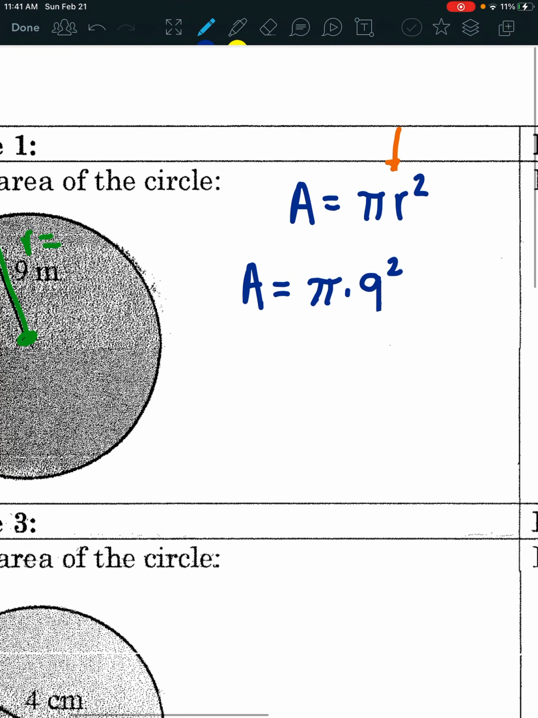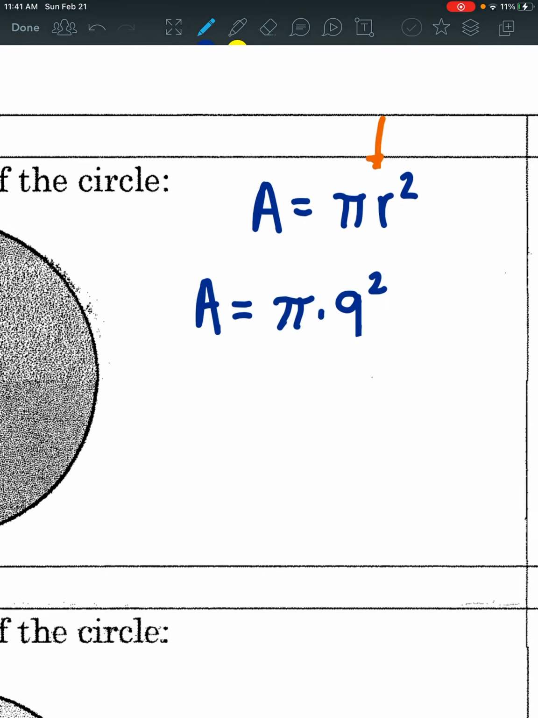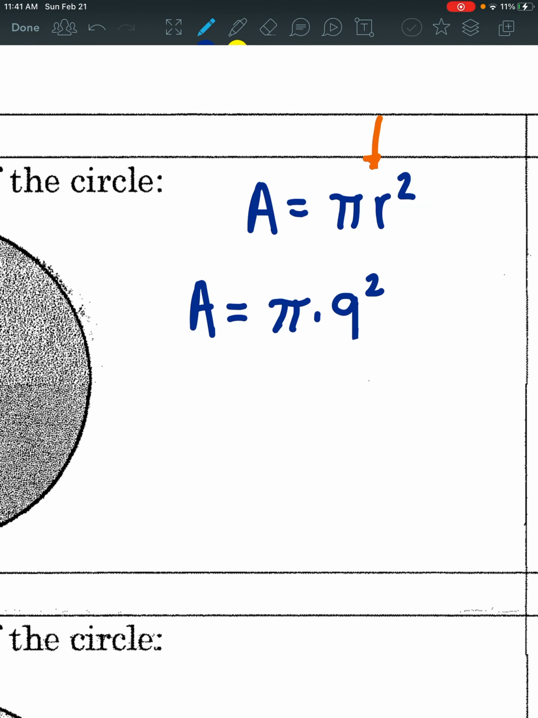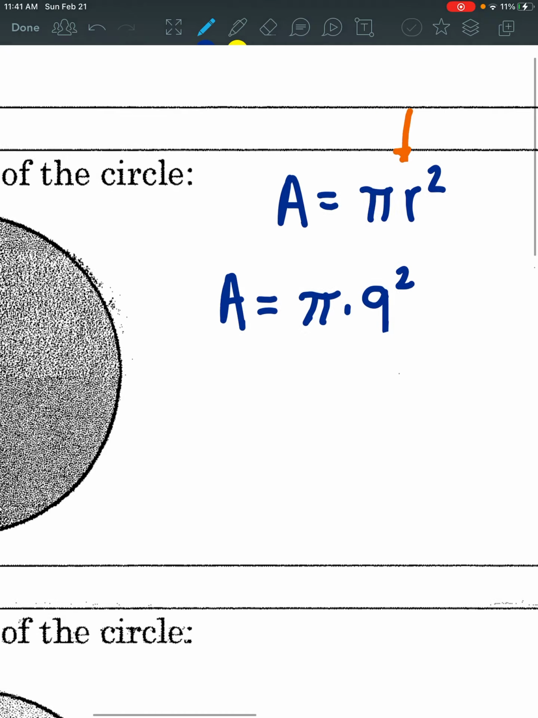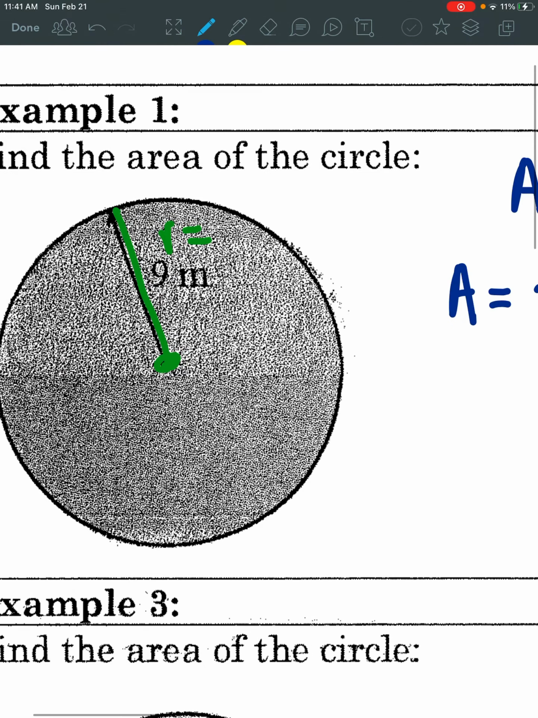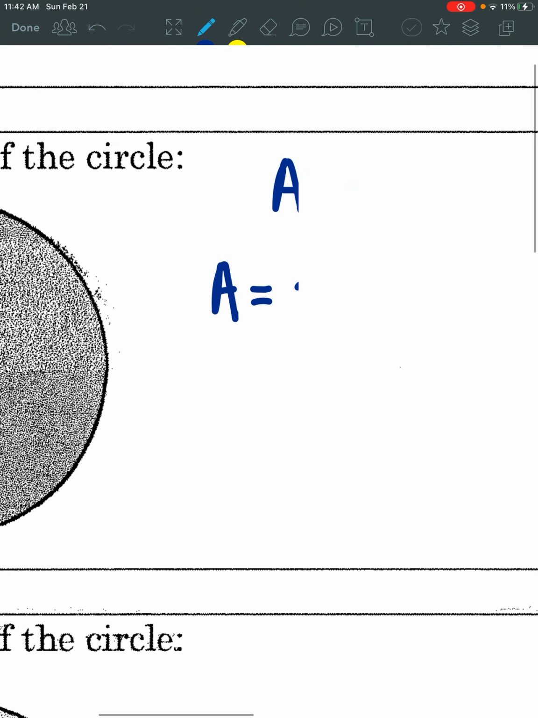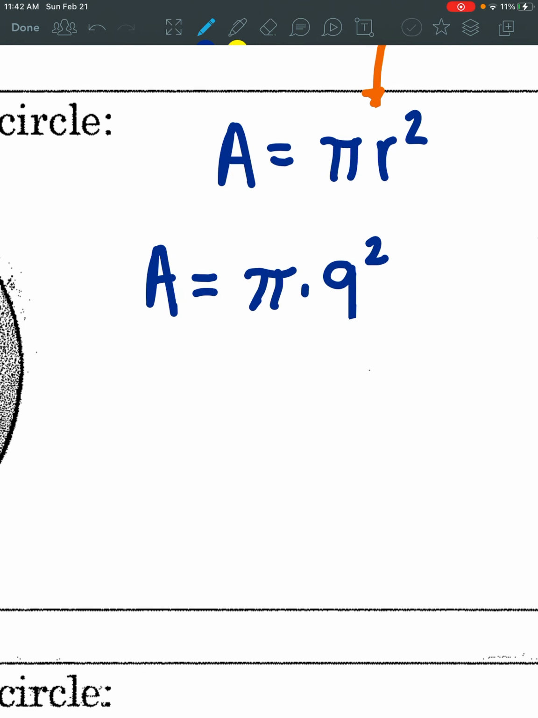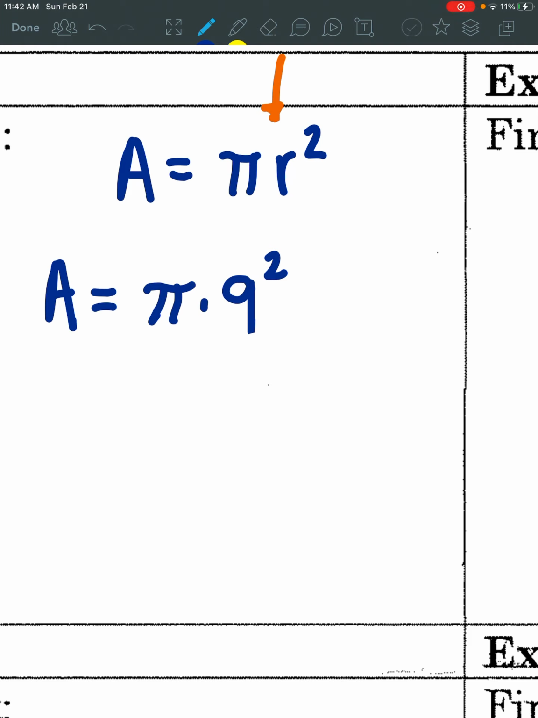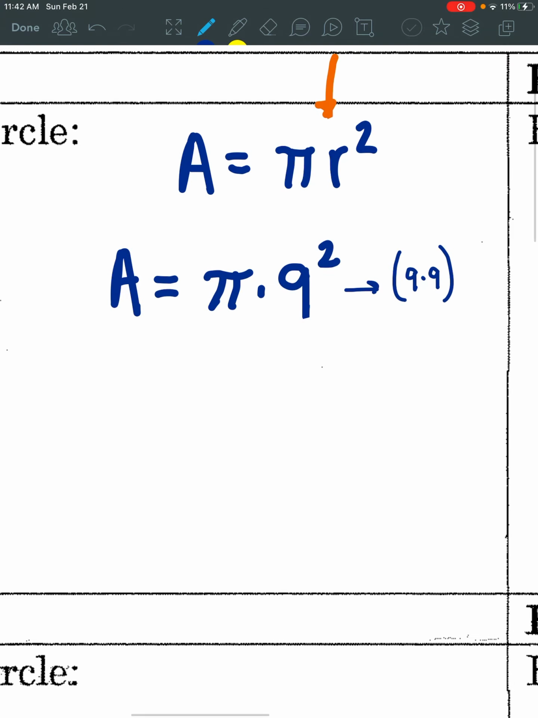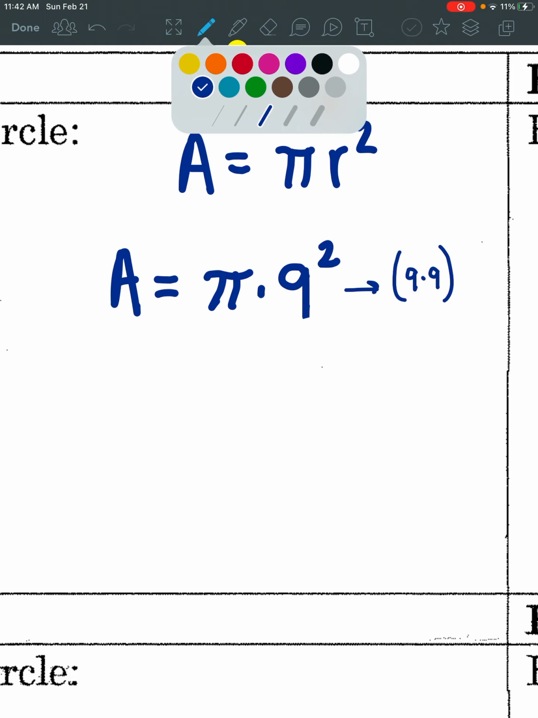Now, if you remember from the first video on circumference, we talked about how r squared is totally different than r times 2. Think about 9. If we multiply 9 by 2, 9 times 2 is 18. But squared means 9 times 9. So I'm going to write off here to the side 9 times 9 to help you remember. And that's 81. That's totally different than 9 times 2.